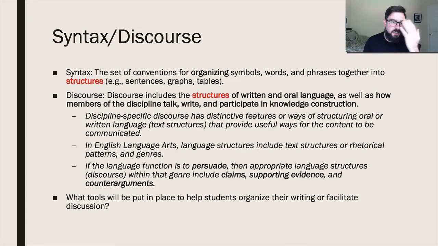And then the next part is syntax/discourse. Now, it's important to note that in your lesson plans, you need to choose between syntax or discourse. You don't do both typically, you just choose one. And so syntax and discourse both deal with this notion of structure, okay? So syntax, traditionally, we talk about how a sentence is structured. What are the pieces of a sentence?